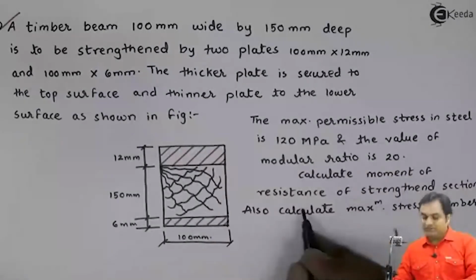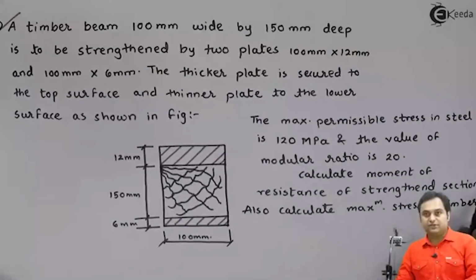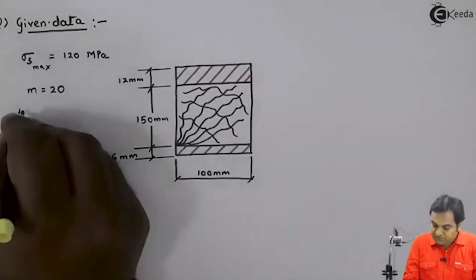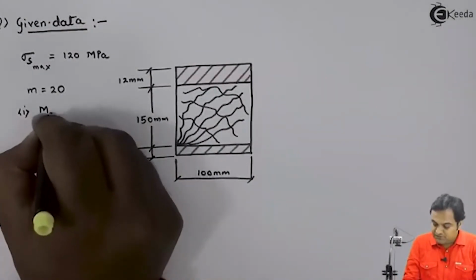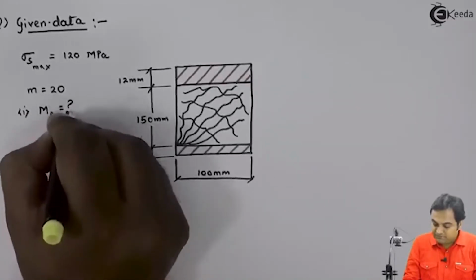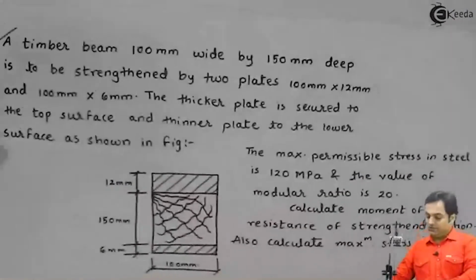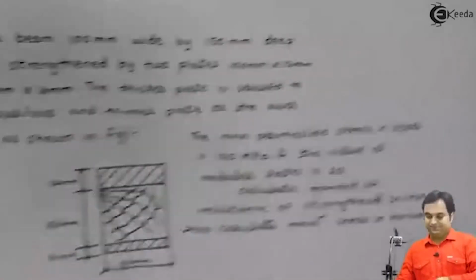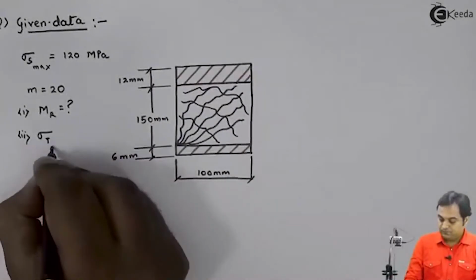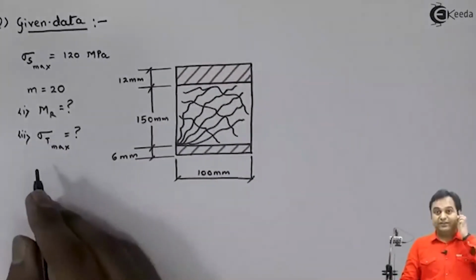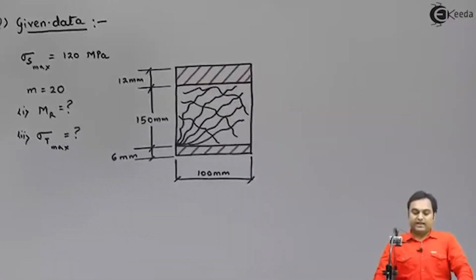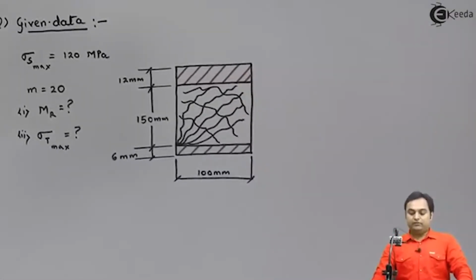Calculate moment of resistance of strengthened section. That is the first part. We have to find out what is the value of M suffix R, moment of resistance. And the second question is also calculate maximum stress in timber. That is, I have to find out how much is the maximum stress in timber. So here we have these questions and now we would be starting to solve this problem.